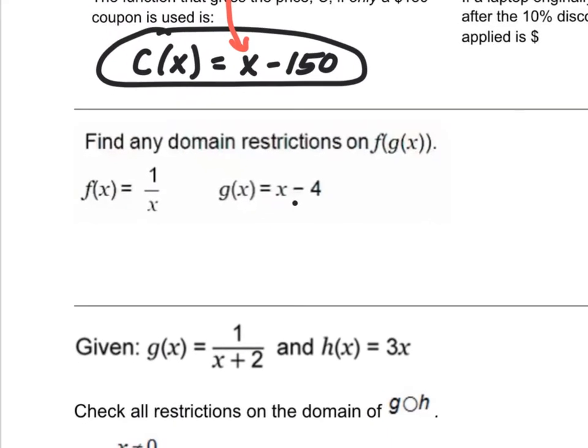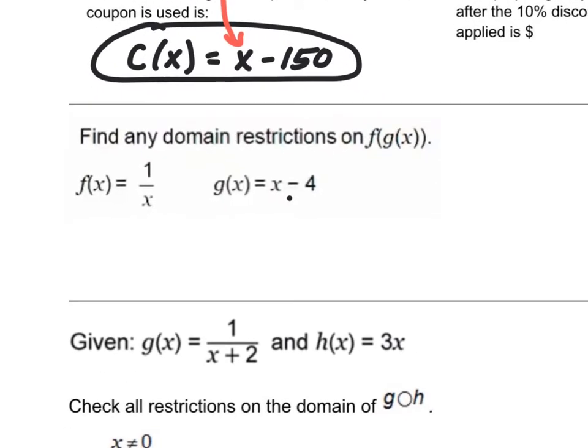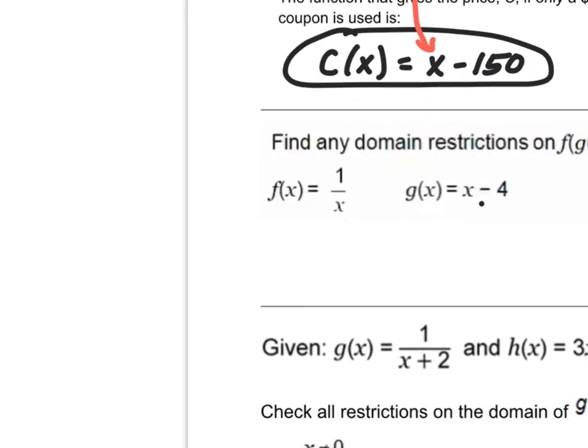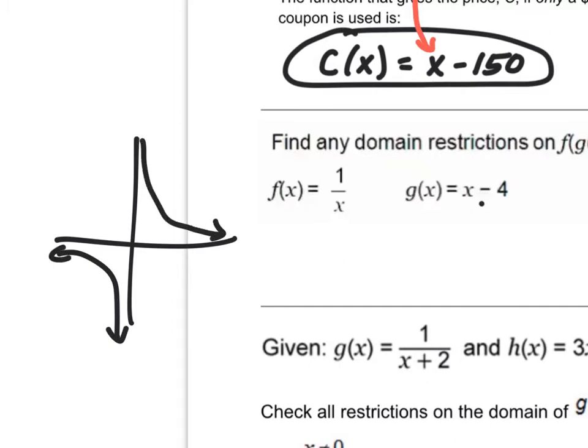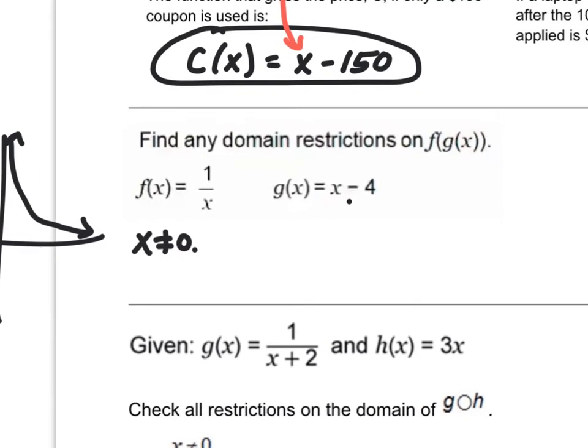Okay, on this one, find any domain restrictions on the function f of g of x. So the domain here, let's take a look. This is a rational function, 1 over x, and this graph looks like this and like that. x cannot equal 0 here. The reason why is because you can't divide by 0. That's why we have a vertical asymptote at 0. But on this graph, this is a line. This doesn't have any domain restrictions.